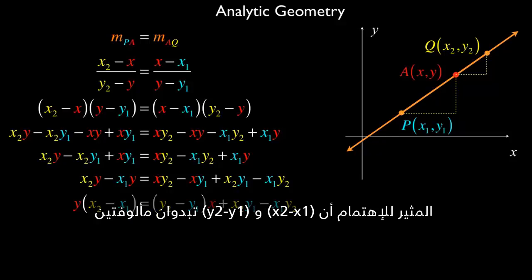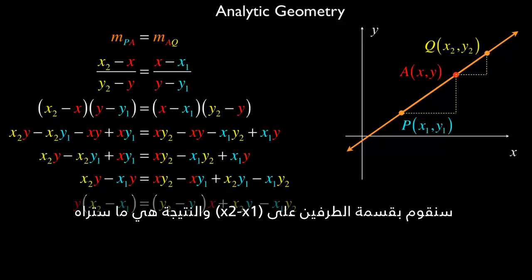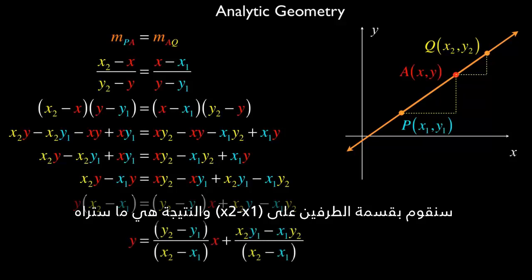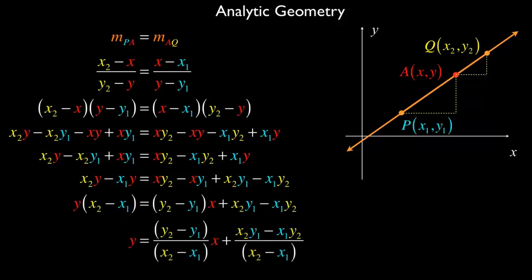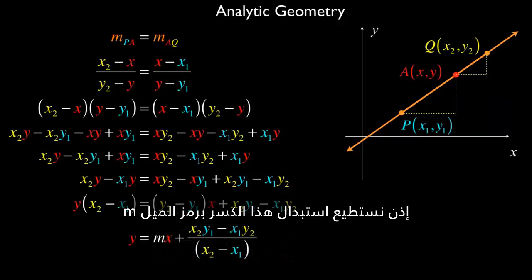Now, what's kind of interesting is that x2 minus x1 looks very familiar, and the y2 minus y1 looks very familiar. Next, what I'm going to do is divide both sides by x2 minus x1. On the left, we just have y, and on the right, we have the expression that you see. But what you notice in front of x, the red variable x, is y2 minus y1 over x2 minus x1. Well, that in fact was our slope. So that can be replaced just with m.